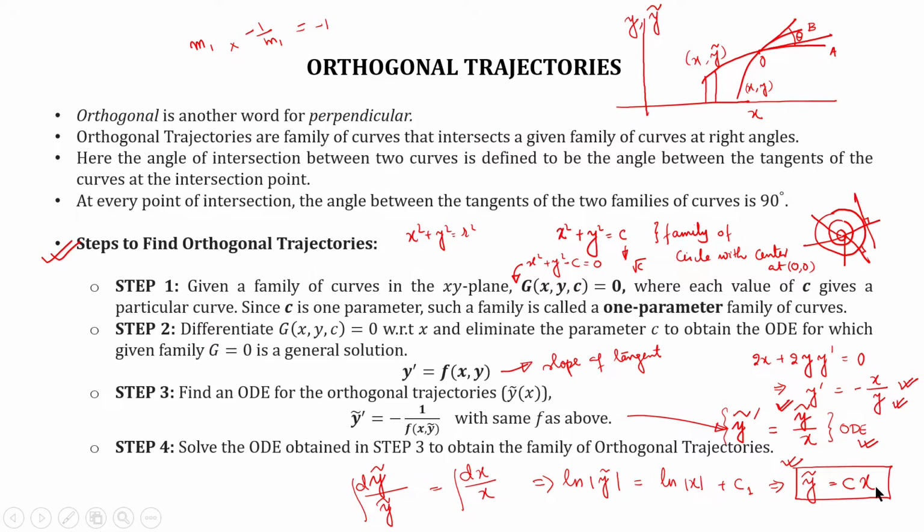So y tilde equal to cx is a family of straight lines with slope c, and these straight lines pass through the origin. And by changing the value of c, we can obtain various straight lines of the family. For the original family of circles, by changing the value of c, we can obtain various circles with the center at the same point 0, 0, but with varying radius like this.